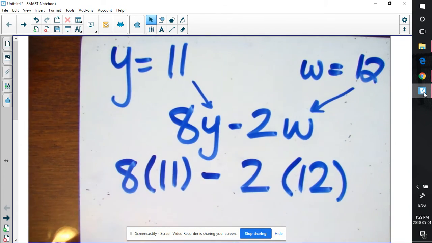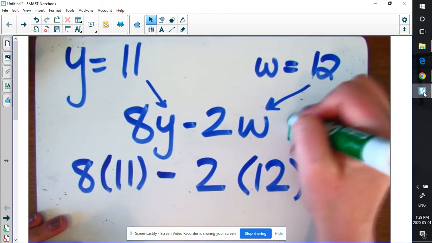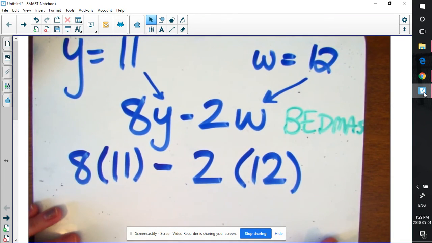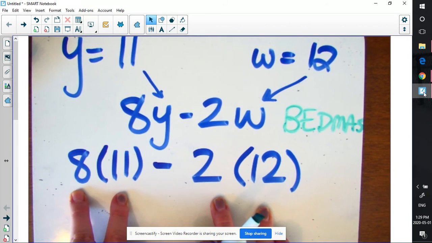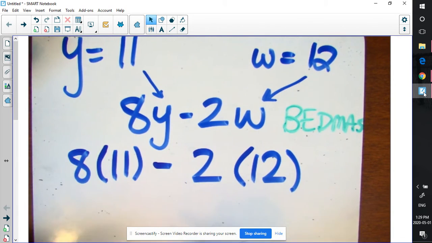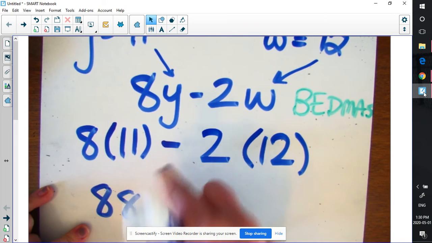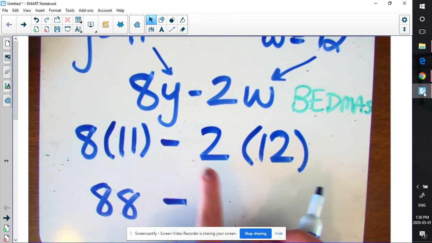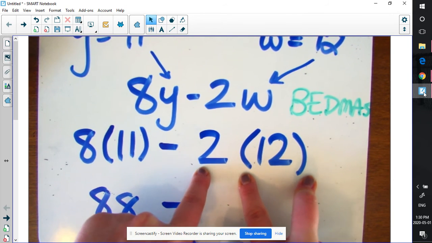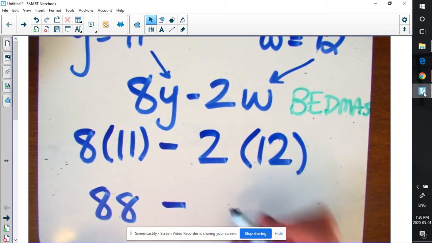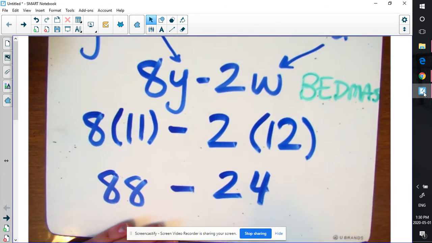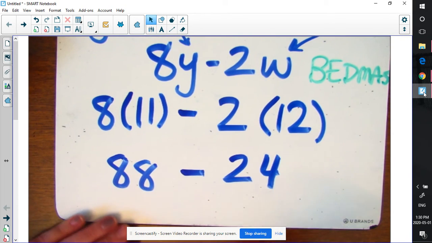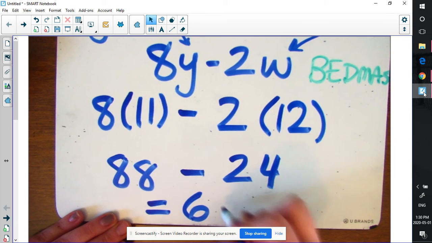Now, if I'm following BEDMAS, I'm going to start by doing these 2 multiplications. So I'm going to do 8 times 11, which we know is 88. I'm going to leave this subtraction, and I'm going to do 2 times 12. Remember, when there's a number beside a number in brackets, that means multiplication. That gives me 24. Then I have to do 88 subtract 24, and that gives me an answer of 64.